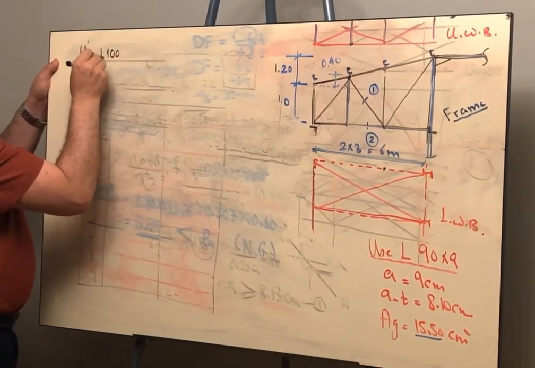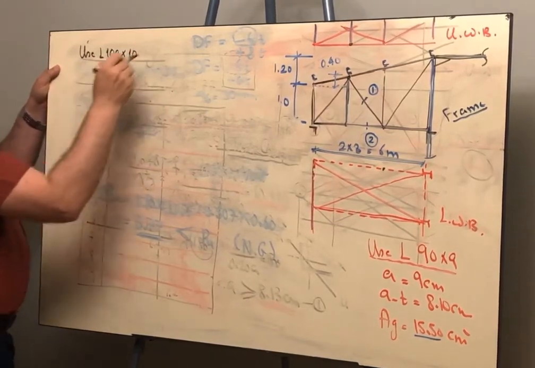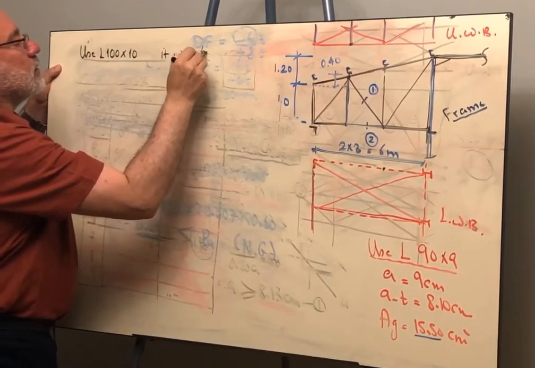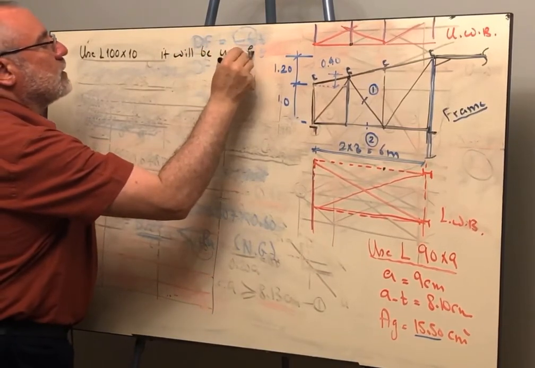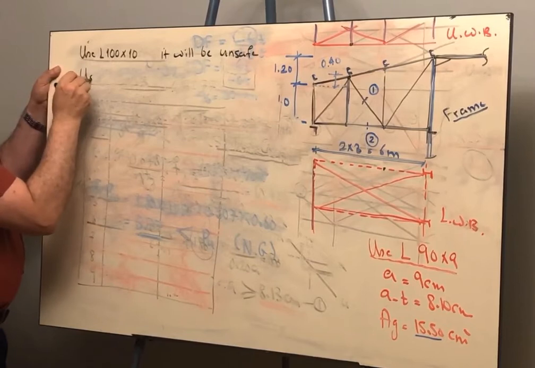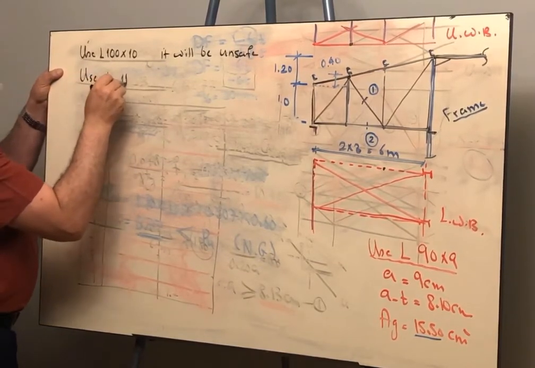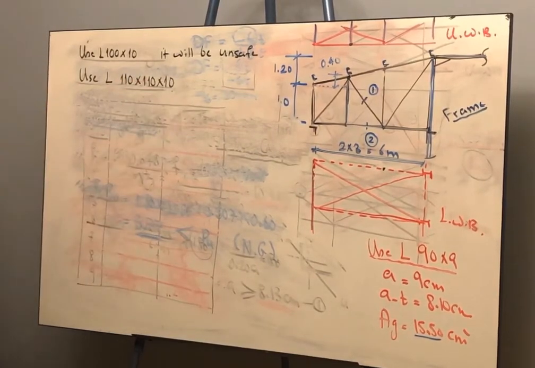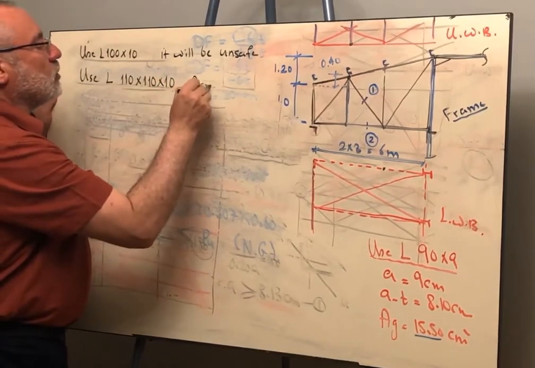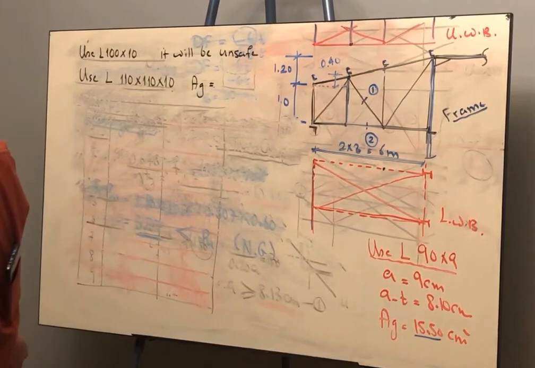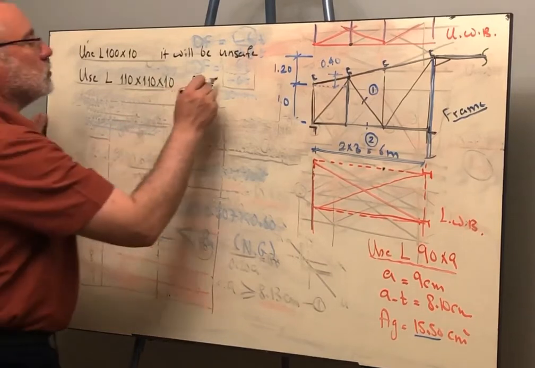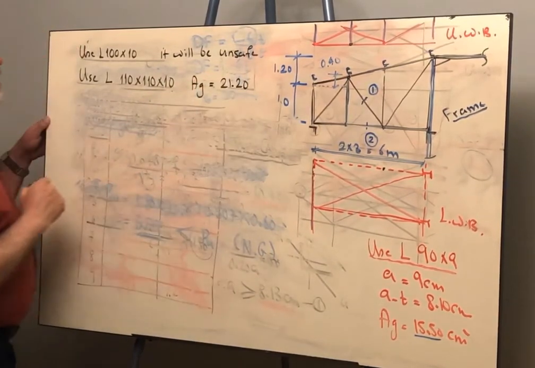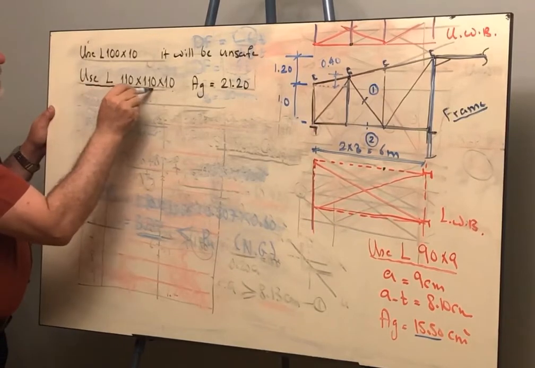Use one angle 100 by 10. It will be unsafe as well. Then I'm going to do another iteration. I'm going to use this angle, which is one angle 110 by 110 by 10. The value of area gross of this angle is 21.2. So let us check this angle as final check.